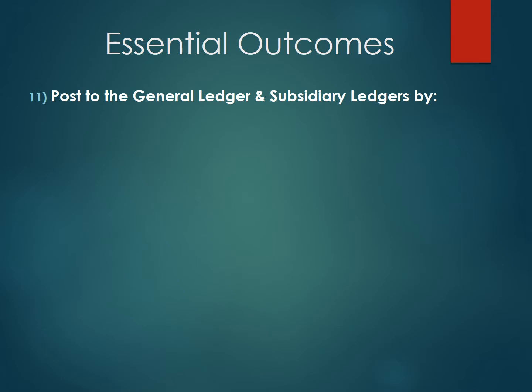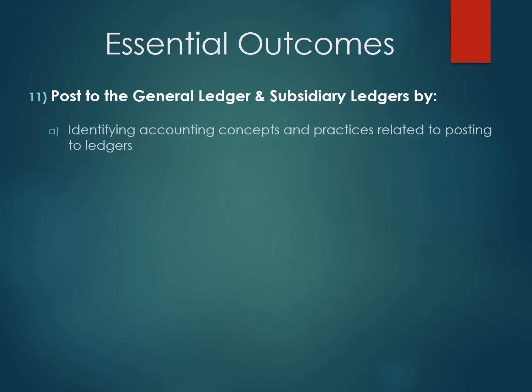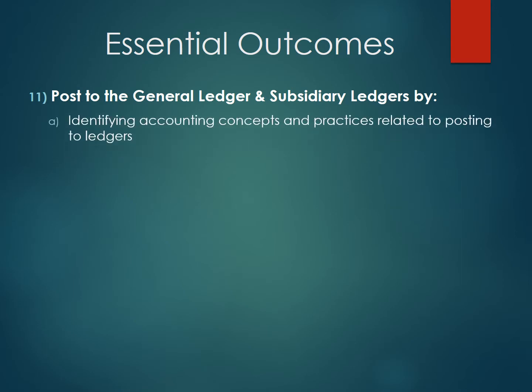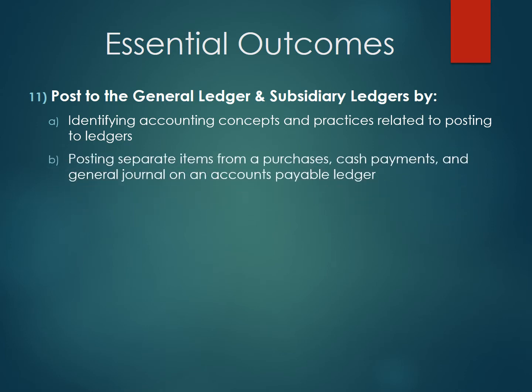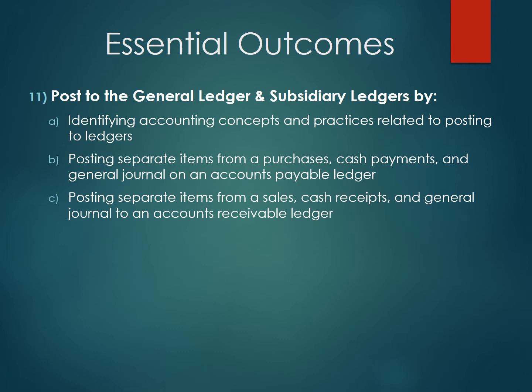You are going to post to the general ledger and subsidiary ledgers by: A. Identifying accounting concepts and practices related to posting to ledgers. B. Posting separate items from a purchases, cash payments, and general journal to an accounts payable ledger. C. Posting separate items from a sales, cash receipts, and general journal to an accounts receivable ledger.